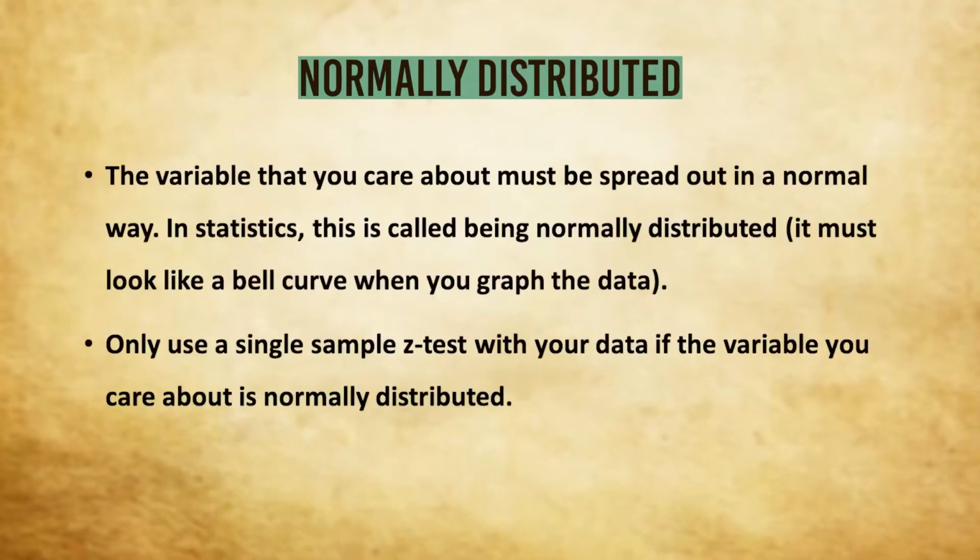Next is that the statistic or the data have to come from a normal distribution. The variable that we care about must be spread out in a normal way. In a normal way means the data has to have a normal distribution. It must look like a bell-shaped curve and a symmetric one. When we plot the data in a graph, we only use a single sample Z test with our data if the variable is normally distributed. So unless the variable is normally distributed, we cannot perform a Z test.